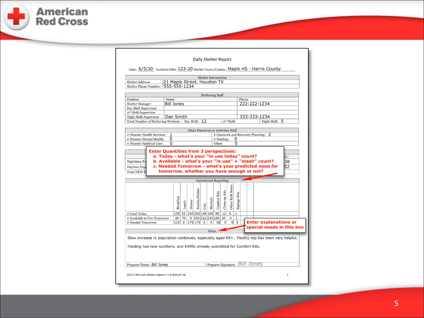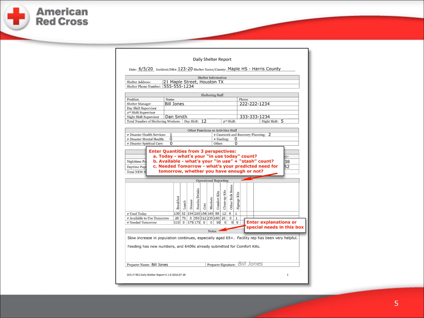In the notes section, add any additional comments that are needed to explain any of the numbers above. At the bottom, the name and signature of the person submitting the form, usually the shelter manager, although that task can be delegated to someone else.